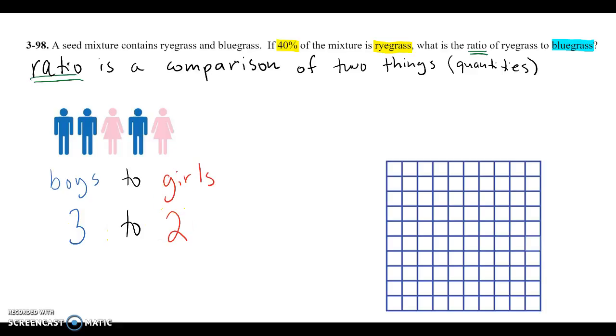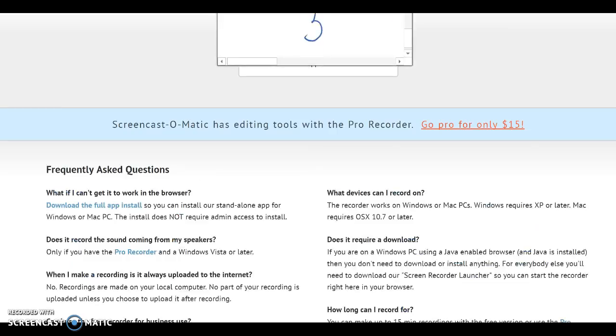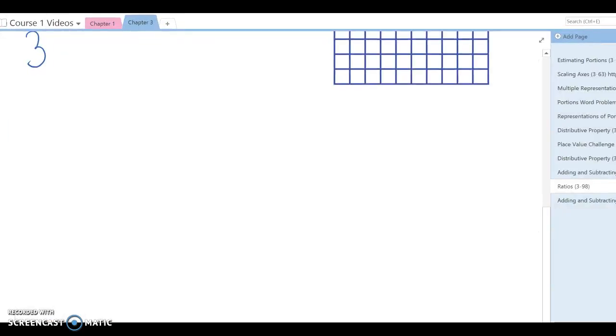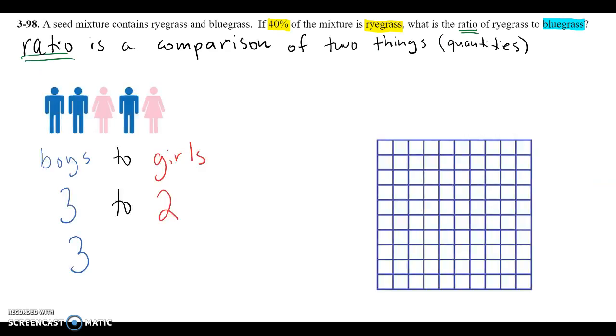There are 2 other ways you can write ratios. You can write it like this, 3, whoa. There we go, getting a little crazy here, folks. Hold on a second. Sorry about that.